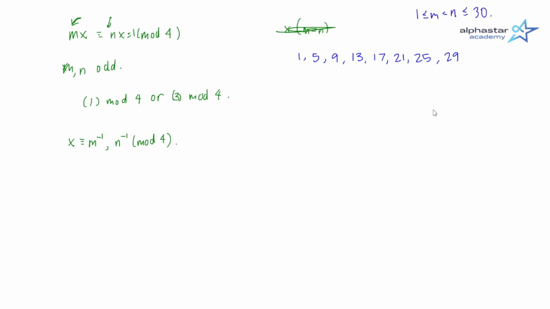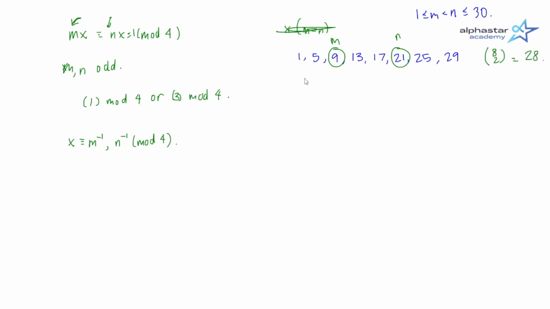So it turns out that any pair of numbers that we choose, we can uniquely assign m and n, just m to the smaller one, n to the larger one. So there's a total of 8 numbers, so 8 choose 2 different ways to pick m and n. That gives us 8 times 7 over 2, or 28.